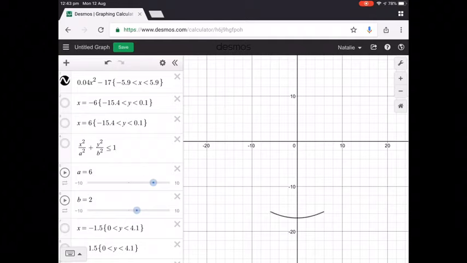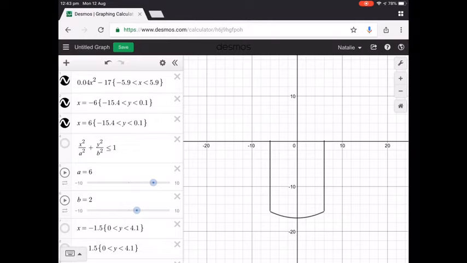The first curve I used in this logo was a parabola with the equation 0.04x squared minus 17. As this curve is the bottom of the logo, I added the minus 17 so that it wouldn't be too close to the origin, as I wanted the top half of the logo to be closer to the origin. And I also then restricted the parabola from negative 5.9 to 5.9.